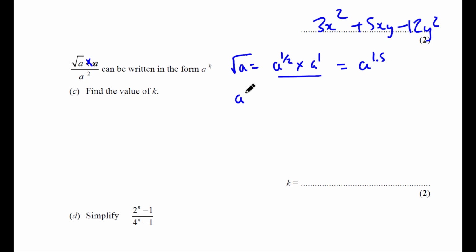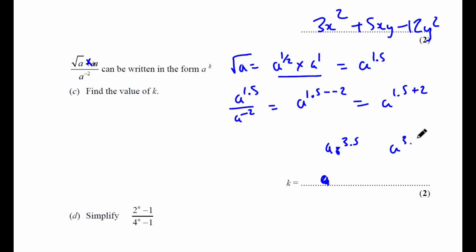Now if we have a to the 1.5 divided by a to the minus 2, remember we minus the powers, and this is a common mistake. If we minus the powers when we divide, that's going to be minus minus 2, which should change to a plus. So that should be a to the 3.5, so a to the 3.5. So that means k must equal 3.5.